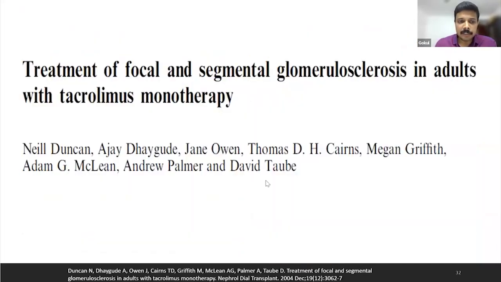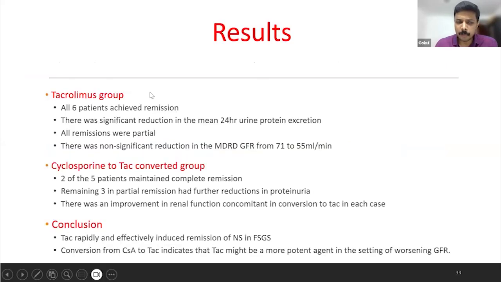And this is another study, by Duncan et al., which showed the role of tacrolimus monotherapy in adults with FSGS. Here there were two groups. One was a group of patients treated solely with tacrolimus, and the second was a group of patients who were initially on cyclosporine and had attained remission on cyclosporine, but later, as the eGFR was steadily declining on cyclosporine, they were converted to tacrolimus.